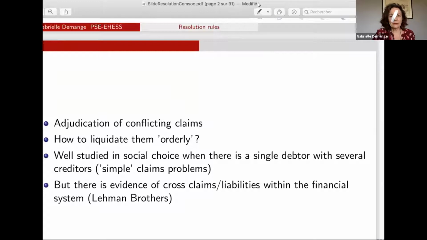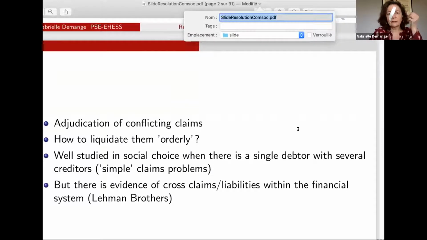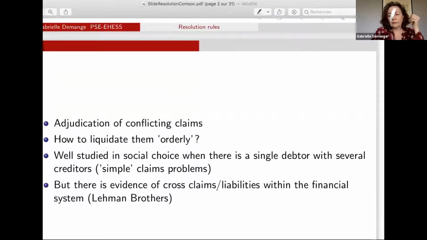It's a paper about adjudication of conflicting claims, and one of the questions I'm looking at, or the main, is how to liquidate them orderly. So probably many of you know what I call the simple claims problem, when there is a single debtor and several creditors.